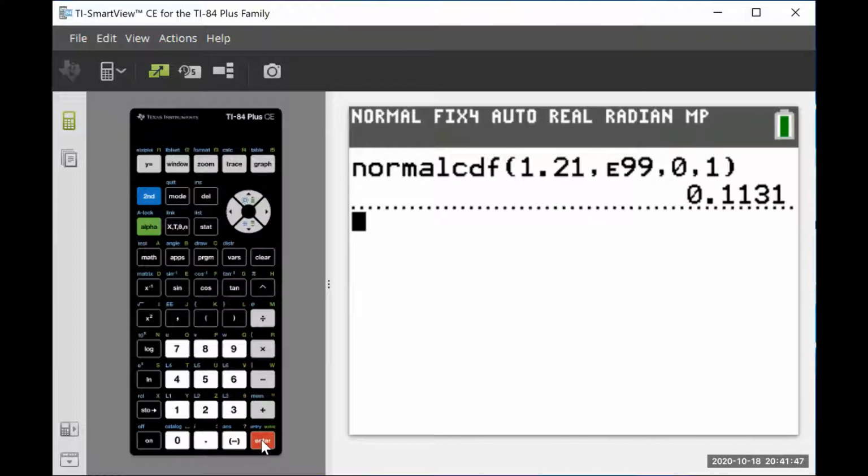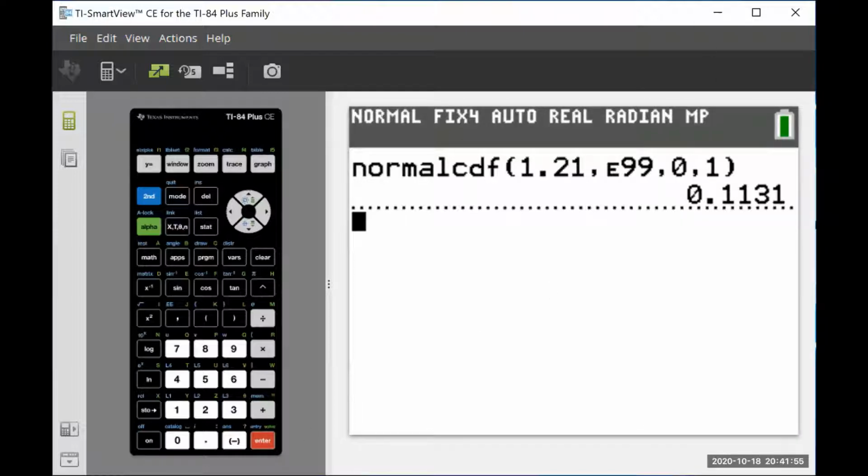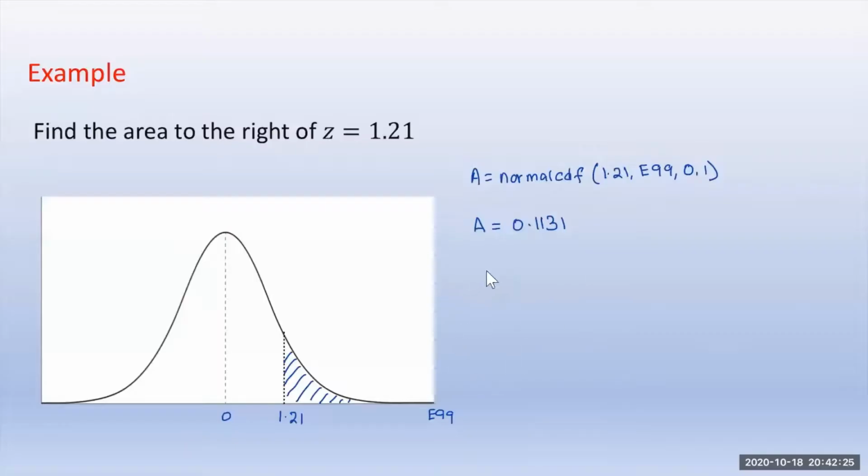So we get the result, which is 0.1131. So using the TI-84 calculator, we got the area to the right of z equal to 1.21, which is equal to 0.1131.